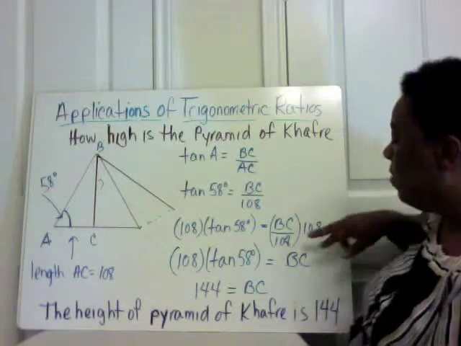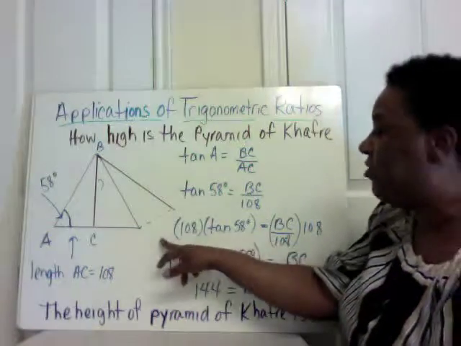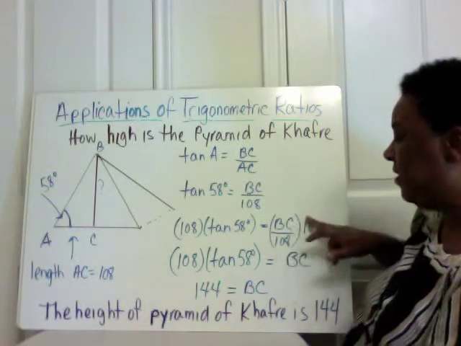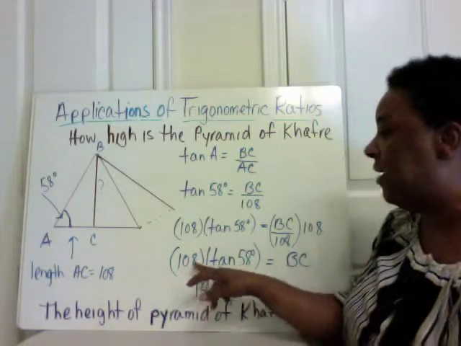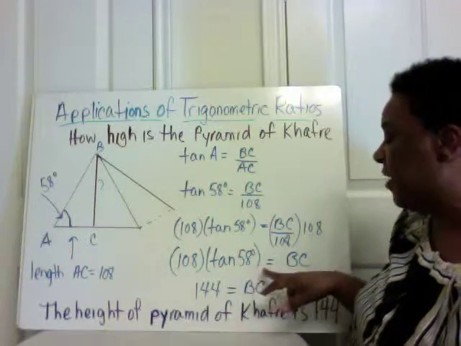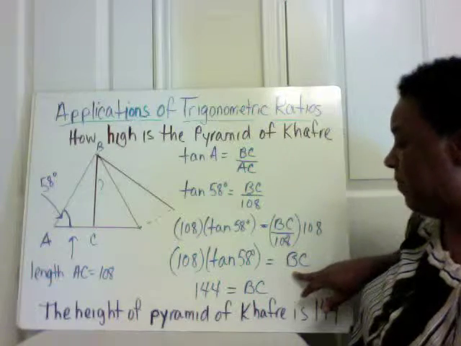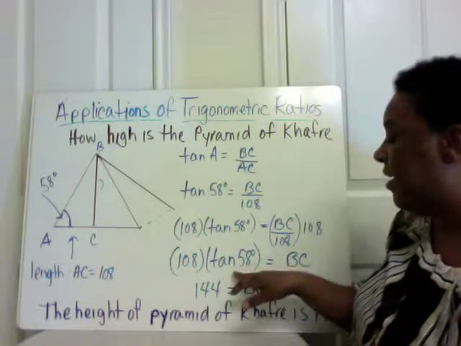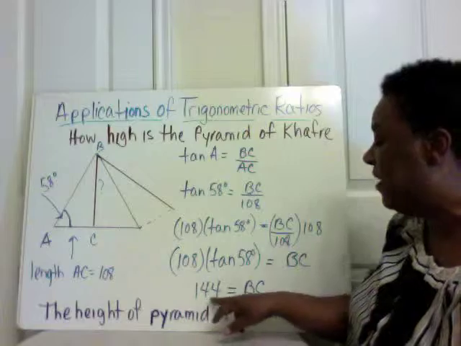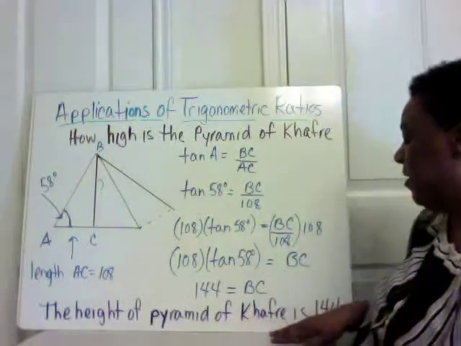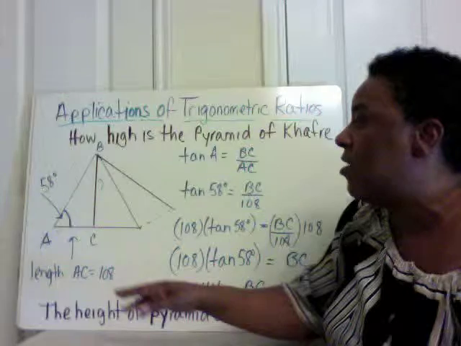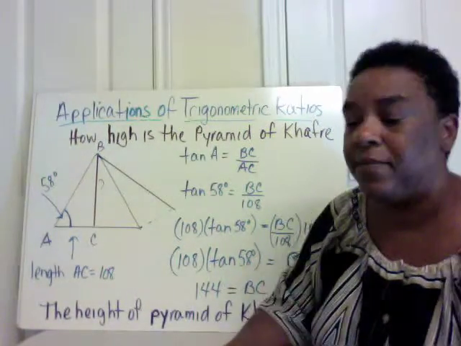So now we'll multiply both sides of our equation by 108 to get BC by itself. We multiply 108 times tan of 58 degrees is equal to BC. When we put this in our calculator, we find that the length of BC is 144. So the height of the pyramid of Khafre is 144.